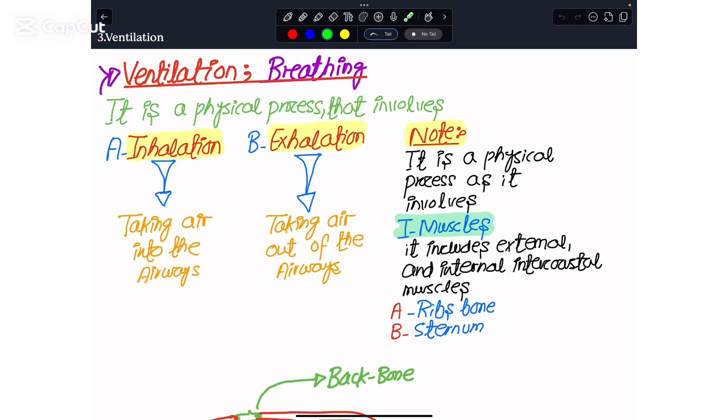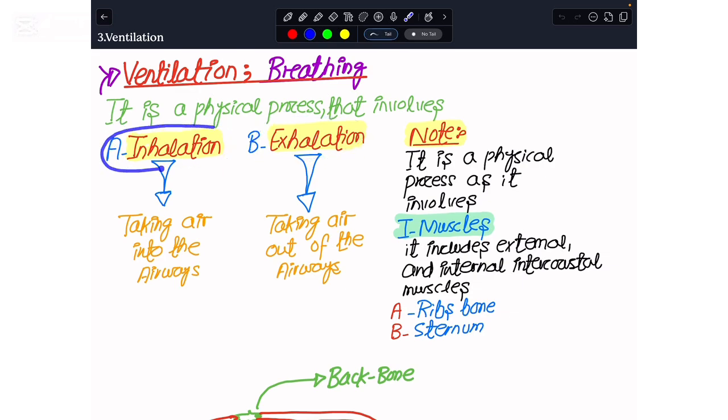Okay, class. So now we are back. We're discussing another important concept, and this concept is entitled ventilation or breathing. When we talk about ventilation or breathing, what we say is that this is a physical process, and this further has inhalation in it and exhalation in it.